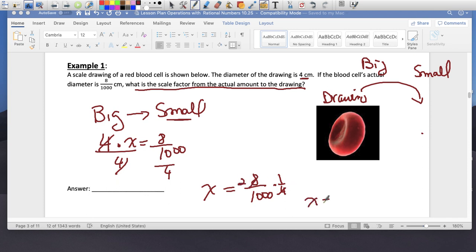So the x is going to be 1 over 500 if you simplify. So the scale factor is 1 over 500. Okay.